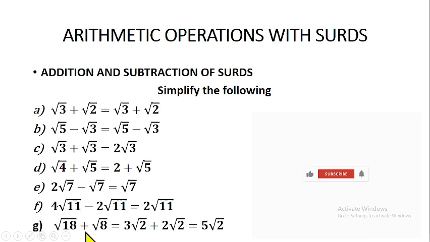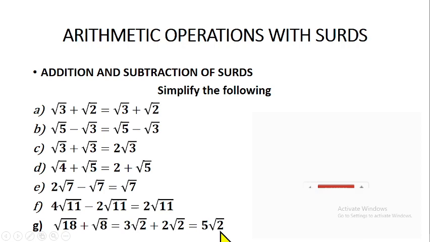√8 is equal to 2√2. Now ask yourself this question: can we add these two surds together now? Yes, we can add them together, because they are having the same surd. Before it was not possible, but here it is possible now, after simplifying these two surds. So 3√2 plus 2√2 will give us 5√2. 3 balls plus 2 balls will give us 5 balls.